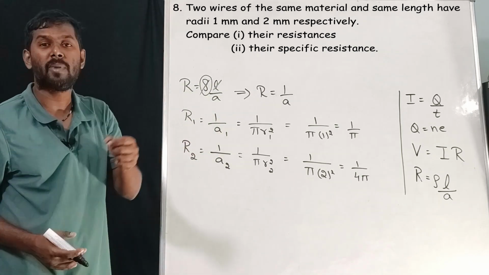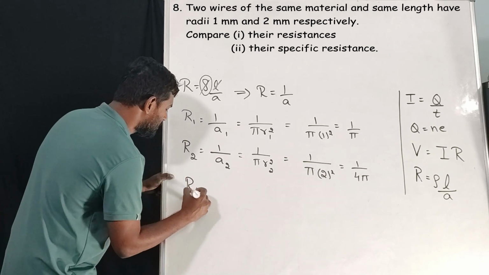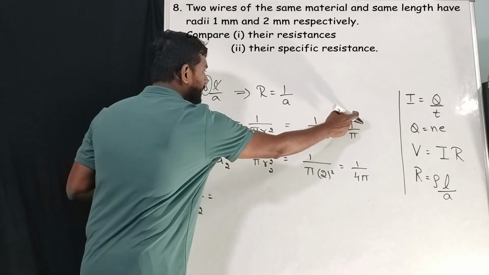What do you mean by comparison? We have to write the answer in ratio form. So this will be R1 by R2. What is the value of R1? That is 1 by pi.